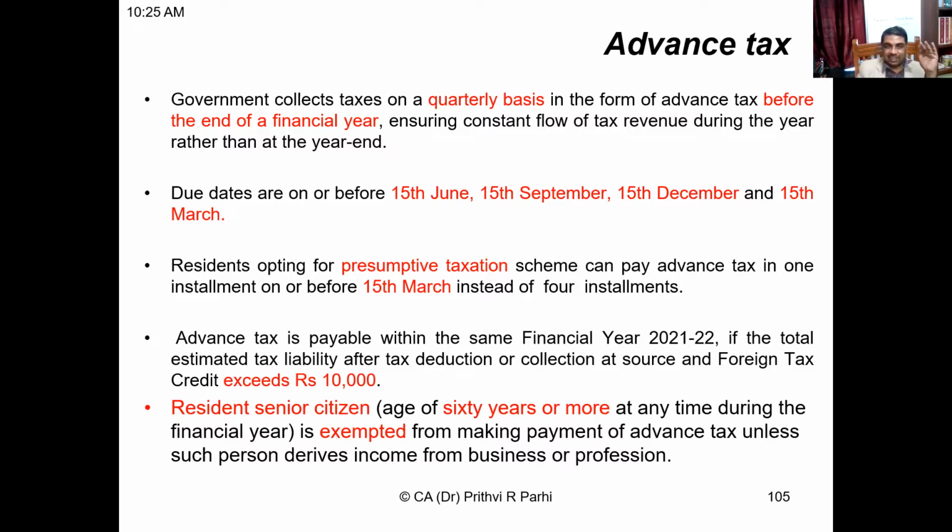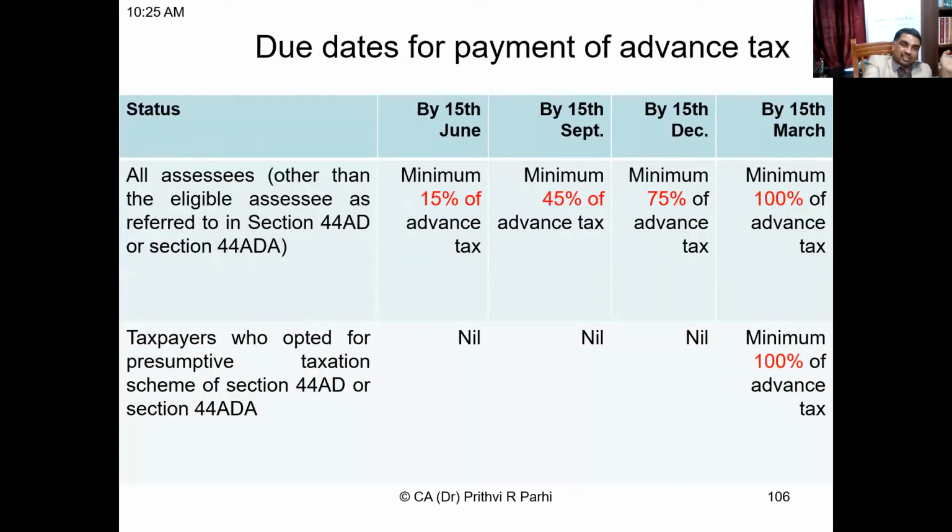However, resident senior citizens, that is the age of 60 years and more at any time during the financial year, are exempted from making payment of advance tax. Okay, unless such person derives income from business and profession. That means if a senior citizen is only having salary income, he need not pay advance tax. But if he is having business income, then he is supposed to pay advance tax. Okay, these are the dates by which how much percentage of advance tax has to be paid. Okay, we'll be discussing it shortly.